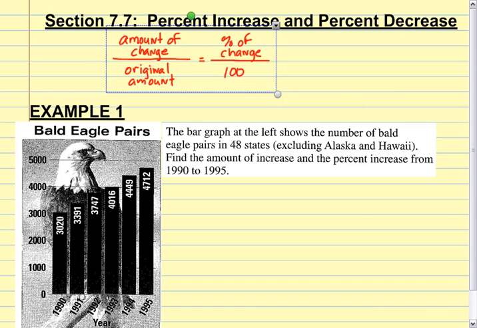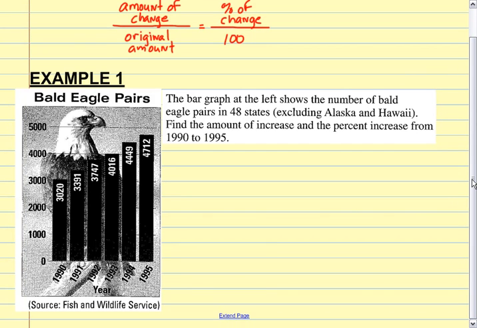All right. Now, going down here to example 1, it says the bar graph at the left. Oh, look, here it is. Didn't you say you saw some bald eagles? Nice. I've seen some too in the wild, in Louisiana.